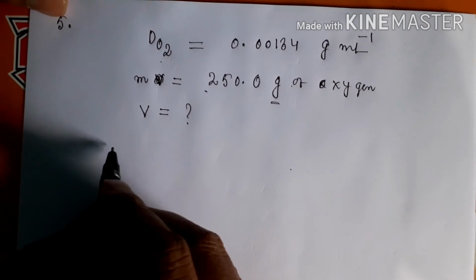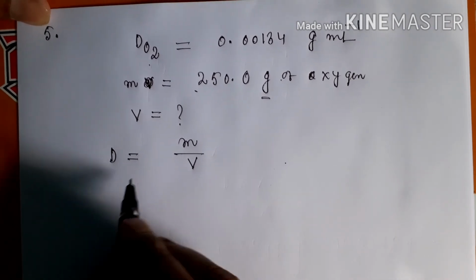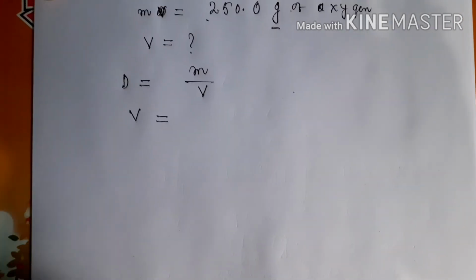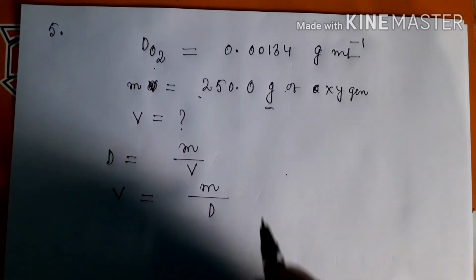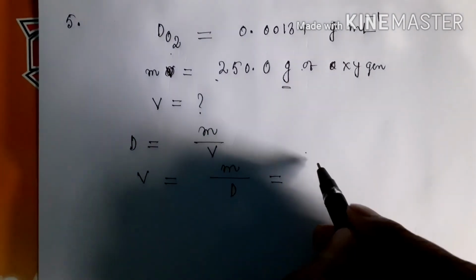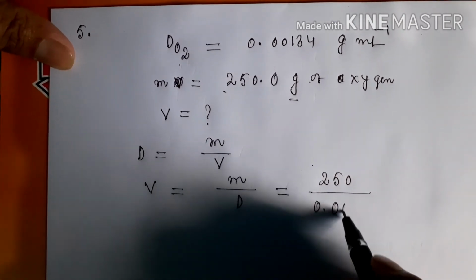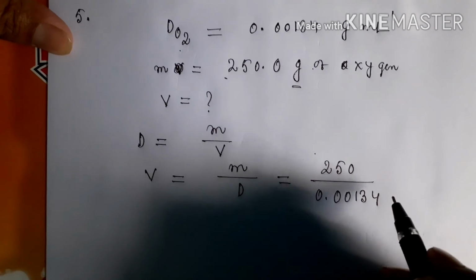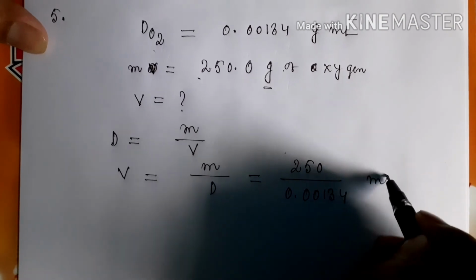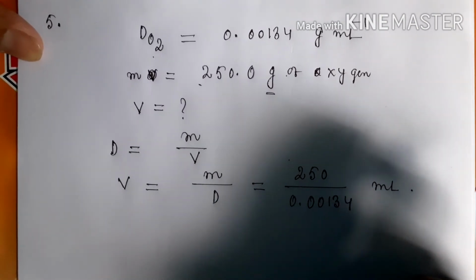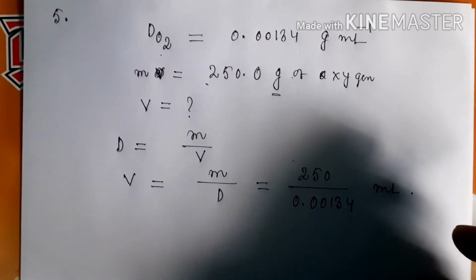Now we know that density is equal to mass by volume. We have to calculate the volume, so from here you can write that volume is equal to m by d. Just a simple mathematical calculation. Mass is already given, 250. 250.0 means only 250, divided by 0.00134, and the unit will come in the volume unit. The unit will come milliliter only, because they are using milliliter. Capacity they are asking, so milliliter, not milliliter cube.